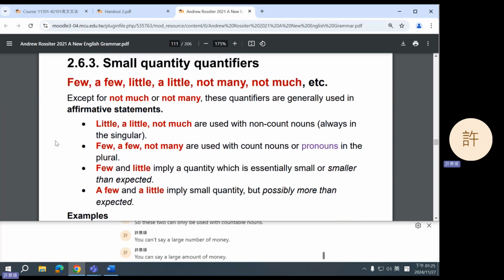Okay, so those are the large quantities. Here are the small quantities. And this is possibly a little confusing. Please pay attention. You can only use "few" or "a few" with countable, "little" or "a little" with uncountable. So "few" goes with "many." These are countable. "Little" goes with "much." These are uncountable.